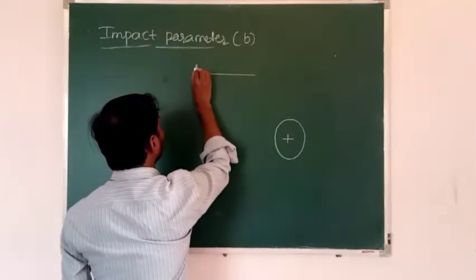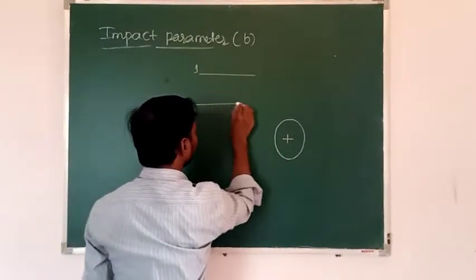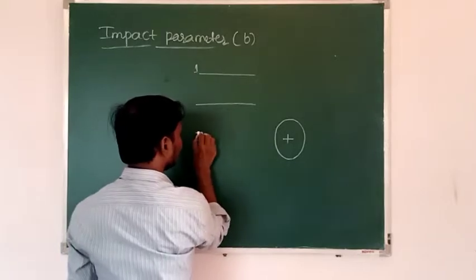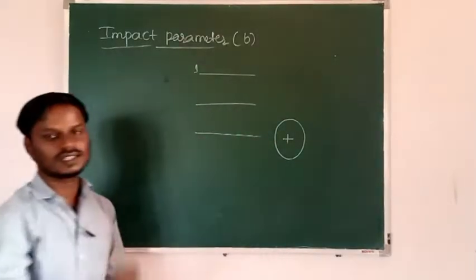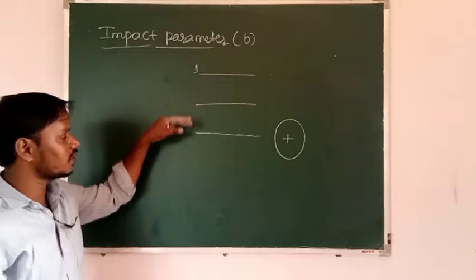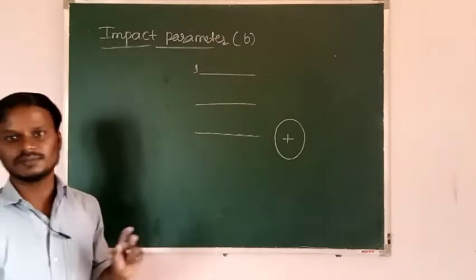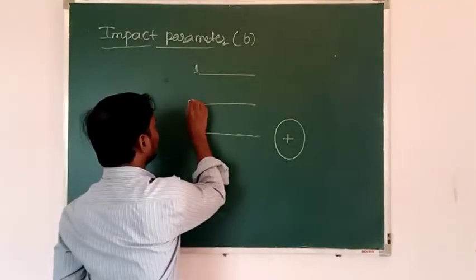This is the first alpha particle, this is the second alpha particle, and this is the third alpha particle. We will consider some alpha particles here. Those alpha particles are made to pass through an atom. So what is impact parameter?